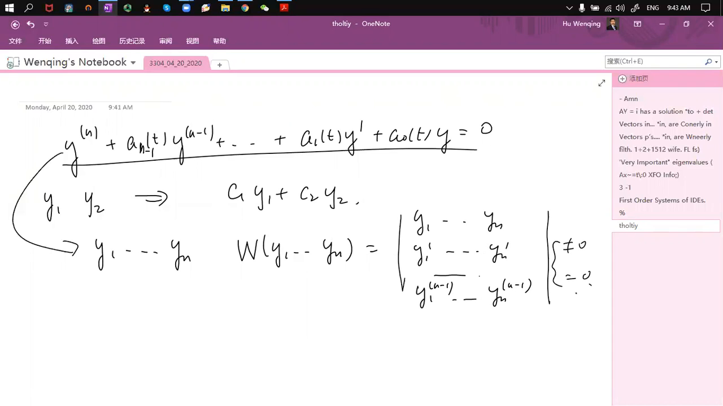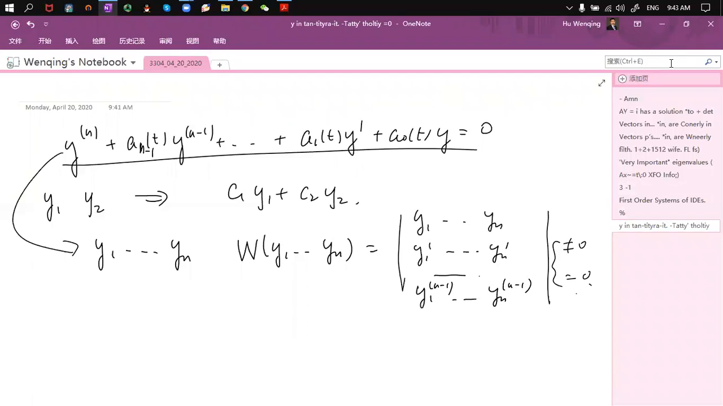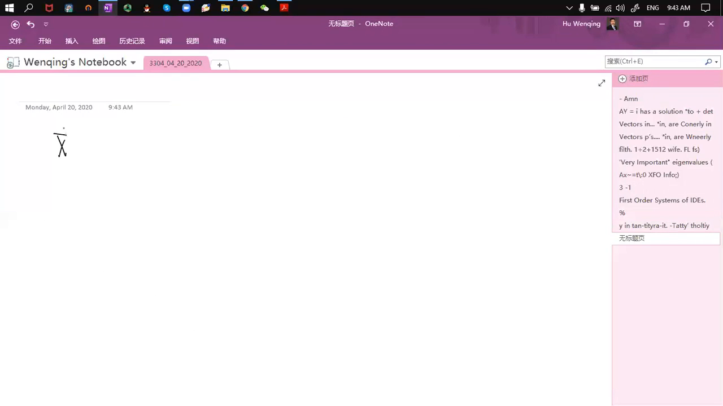Now we're facing the same thing. So you are going to have a system of linear equations, x dot equals P of t times x. For example, suppose you get a family of solutions x1 up to xn. If P of t is an n by n matrix, then you must get n linearly independent solutions.